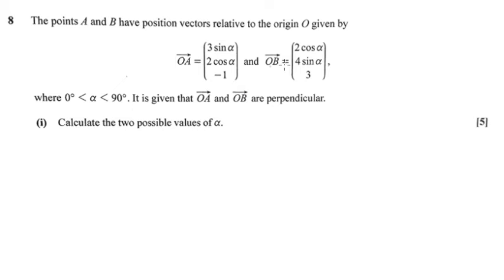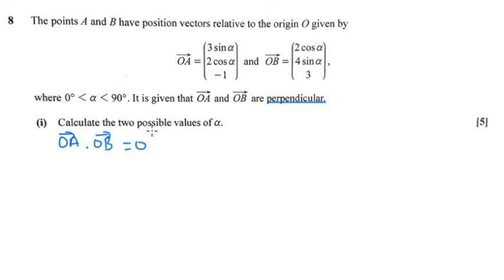So this says that these two vectors here are perpendicular. And it also says that alpha is a value between 0 and 90. So the first thing to pick up on is the fact that the two vectors are perpendicular. And if any two vectors are perpendicular, then their dot product is equal to 0. So that's the first thing. We're going to say that the dot product of these two vectors is equal to 0.